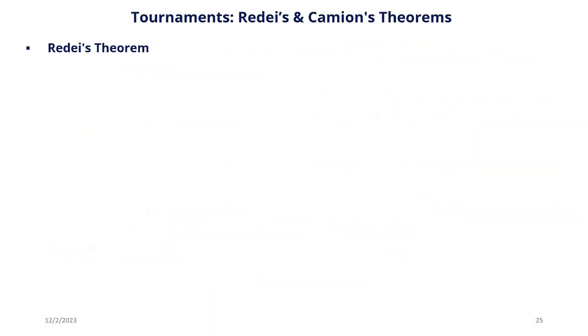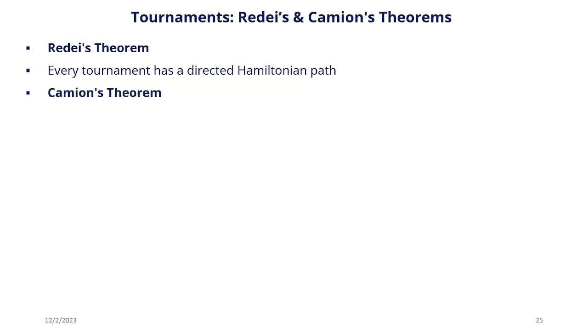Now, let's look at Rédei's and Camion's theorems concerning tournaments. Rédei's theorem. Every tournament has a directed Hamiltonian path. Please try to prove all these definitions we are creating by using simple graphs. Camion's theorem. A tournament is Hamiltonian if and only if it is strongly connected.